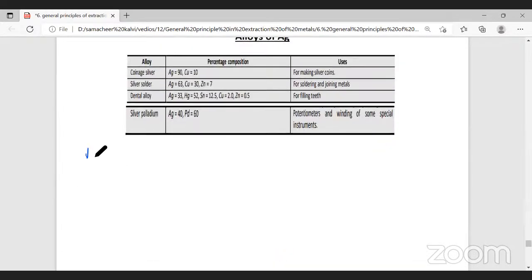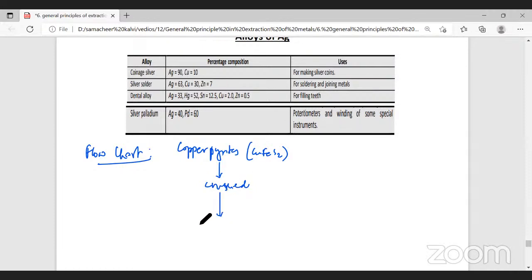Now, we'll learn the flow chart of extraction of copper. This flow chart, if you remember, you should be in a position to write this. Now, the first one is copper pyrites. The ore is copper pyrites, CuFeS2. This copper pyrites is crushed to small pieces. Once it is crushed, then it is subjected to concentration. What is the method of concentration? It is froth flotation, because it's a sulfide ore.